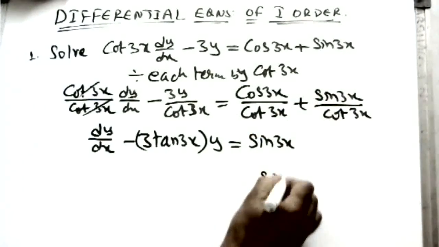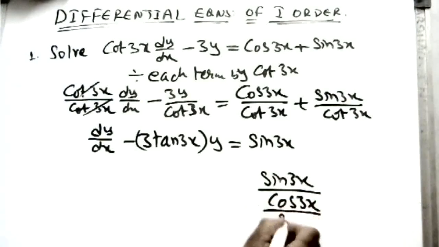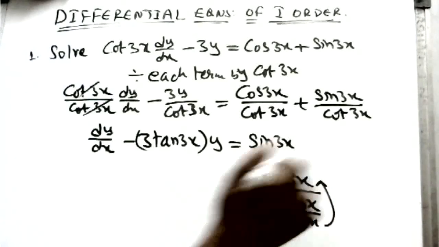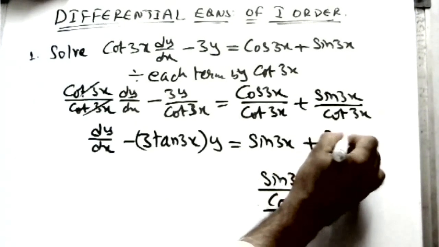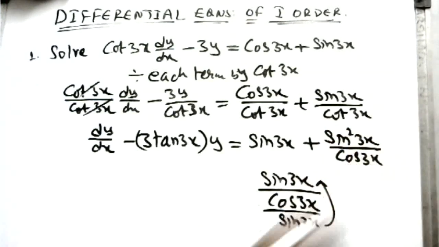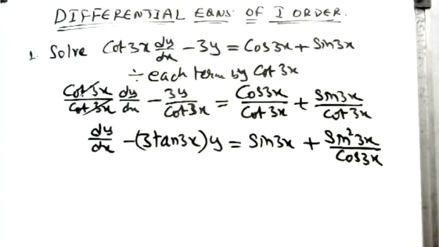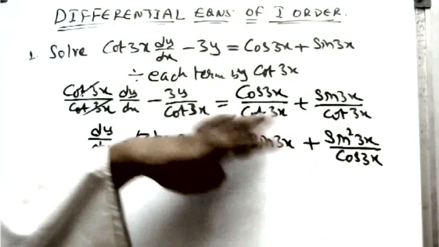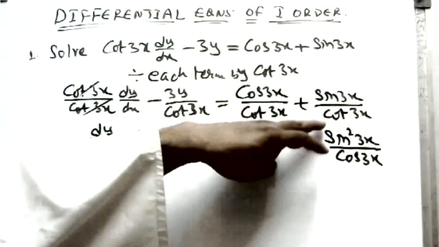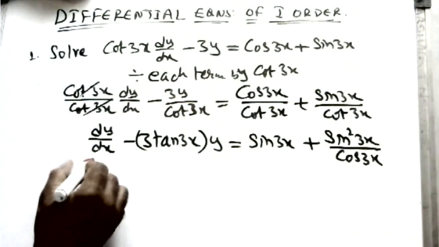Now see here, next one, what is this? Sine 3x divided by, what is cot here? Cos 3x by sine 3x. If we bring this sine in the numerator, sine into sine will be sine squared. It will be like this, sine squared 3x by cos 3x. So no need to solve this all here. You just see here, cos by sine, cos will get cancelled, sine will get here. If you bring the sine in the numerator, it is sine squared by cos.